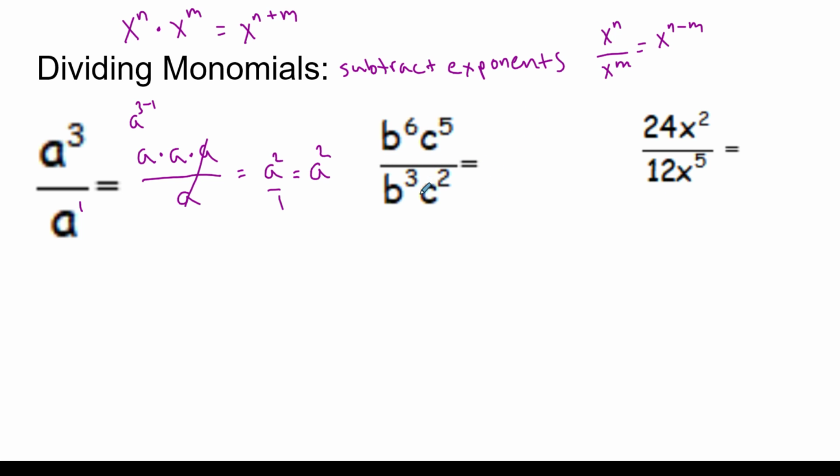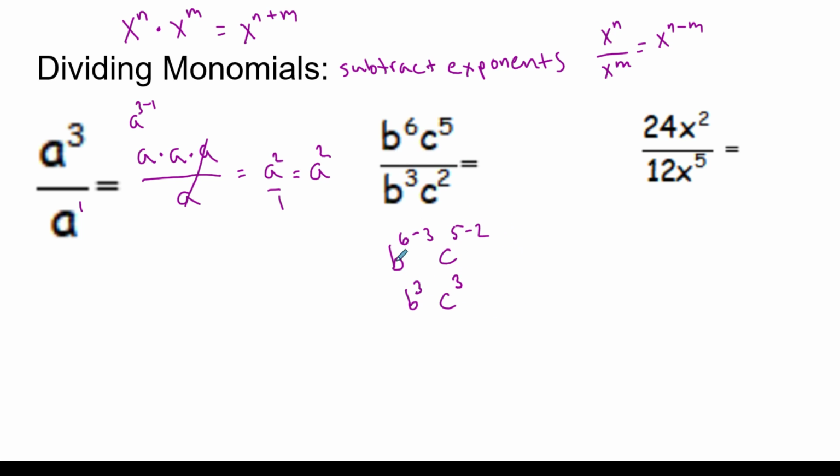So looking at the second one, b to the 6th over b cubed. So 6 minus 3. C to the 5th over c squared, 5 minus 2. We could write it out this way, right? 6 minus 3 is 3. 5 minus 2 is also 3.